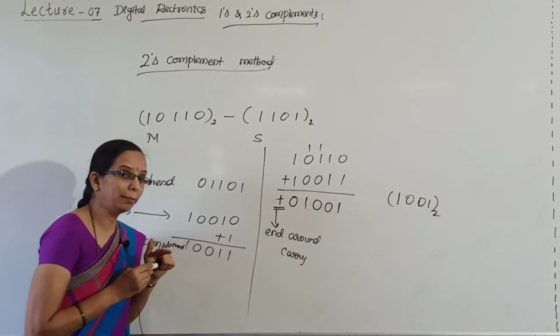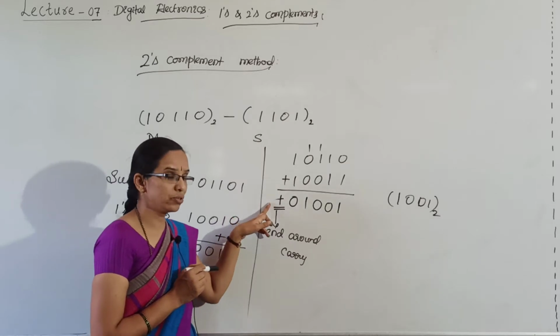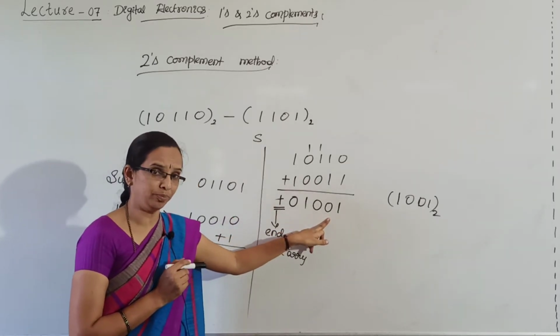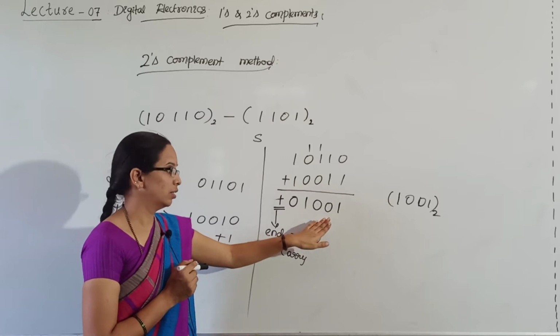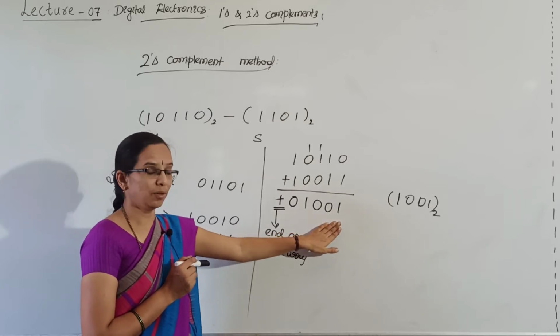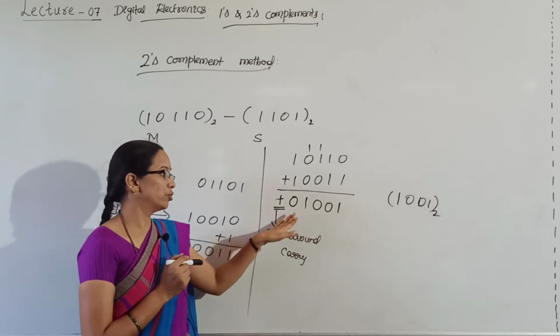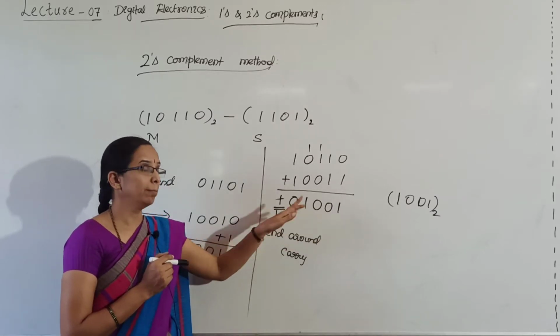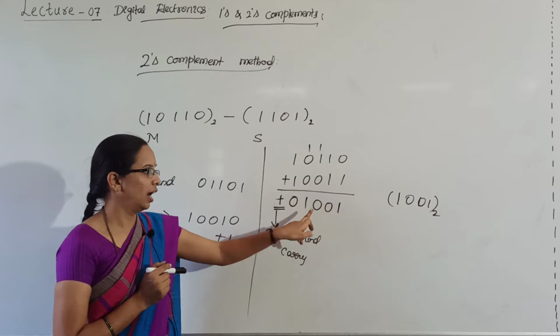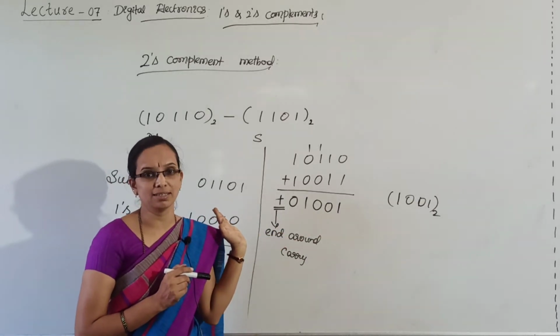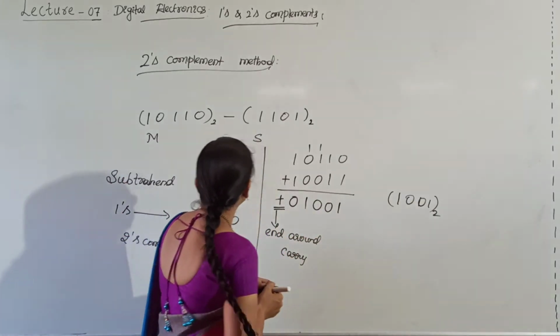In the 1's complement method of subtraction, you discard the end carry and add 1 to the answer, whatever answer has come. But in the 2's complement method of subtraction, you just discard it and the remaining bits will be the answer.